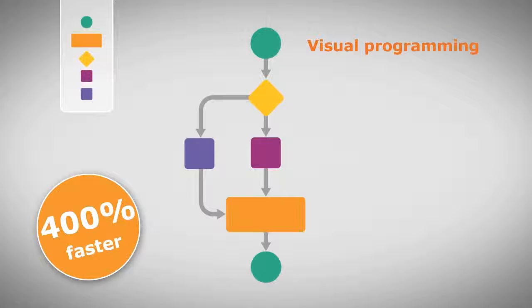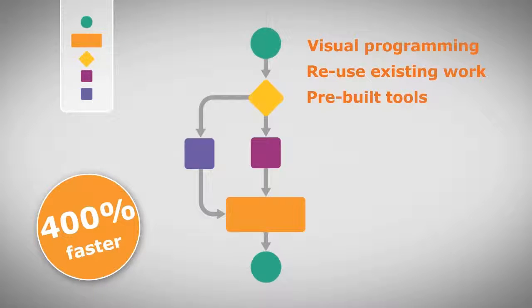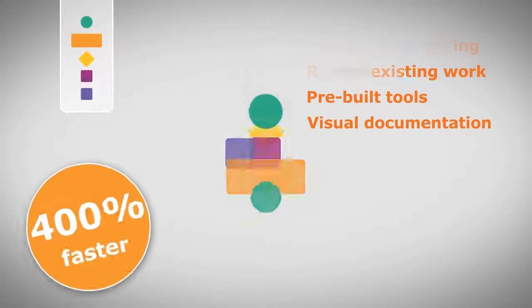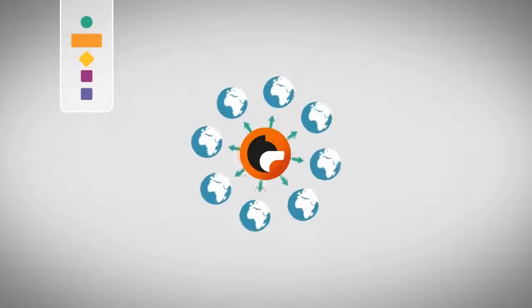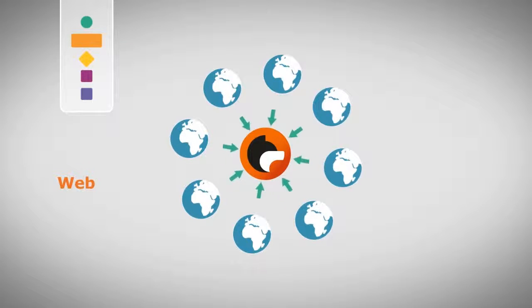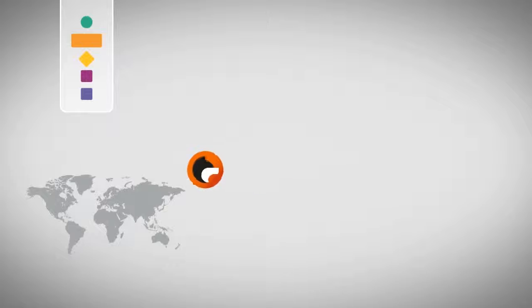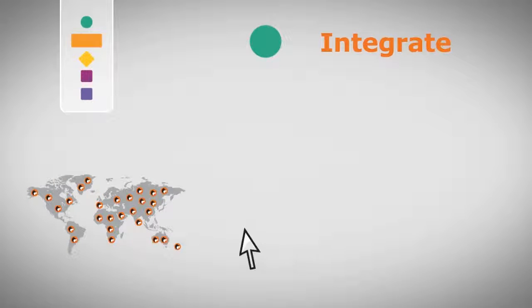With a visual, flow-based programming platform that lets you reuse existing work, makes your life easier with pre-built tools, and saves you time with visual documentation. What if you could automatically host your work as an API so you can access it from the web, C#, SQL, DLLs, and more, and then seamlessly integrate with other werewolves from all around the world?